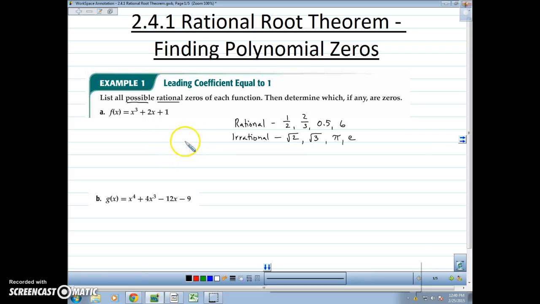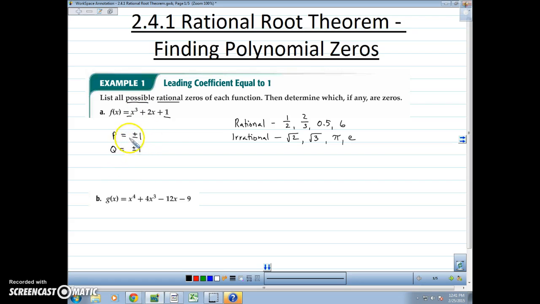Alright, so let's go ahead and talk about what the rational root theorem says. The rational root theorem states that if you find all of the factors of the constant term and all of the factors of the leading coefficient, then you can use those to list all of your possible rational zeros. So what we do is we list all the factors of our constant term. We call that p. So all of the factors of 1 would be positive 1 and negative 1, and we shorten that and just say plus or minus 1. And we take all the factors of our leading coefficient, which we call q, and our leading coefficient for this one is 1, so that would be plus or minus 1.